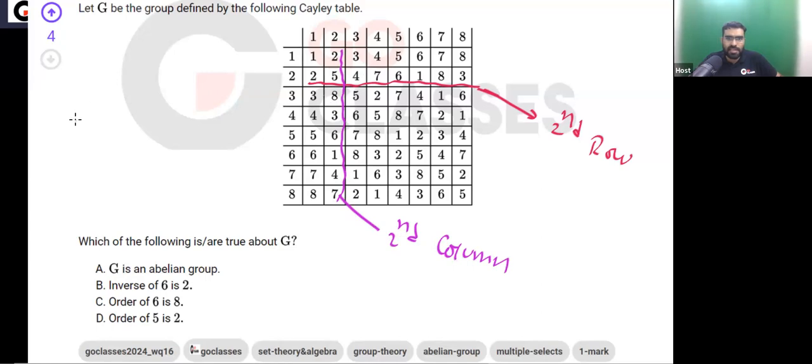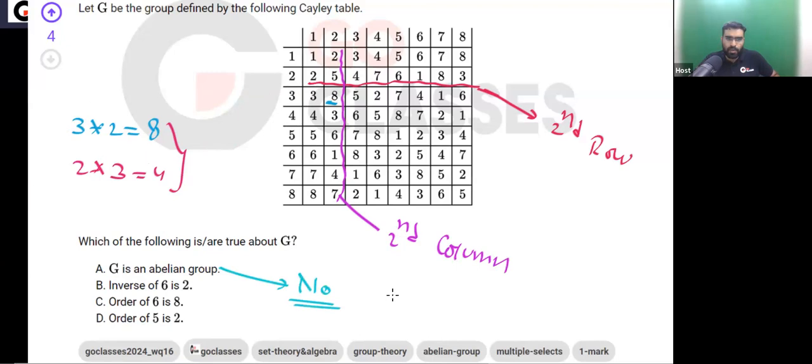I can say 3 star 2. What is that? That is 8, right? And what is 2 star 3? If you look, 2 star 3 is 4. You can notice they are different. Is G an abelian group? The answer is no, because 2 star 3 is not the same as 3 star 2. So this is not an abelian group. Now, what about this one?